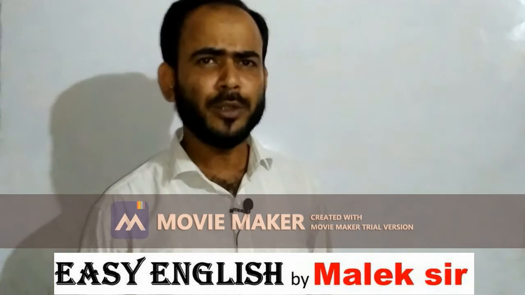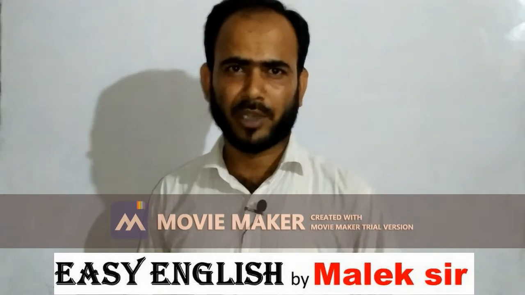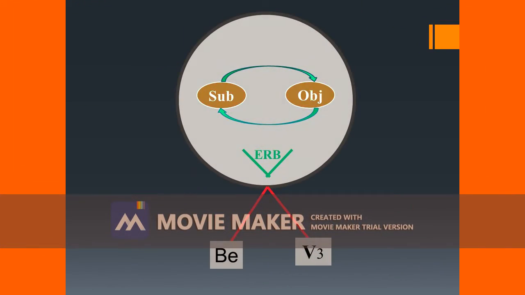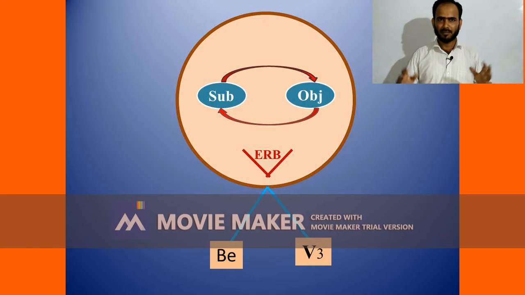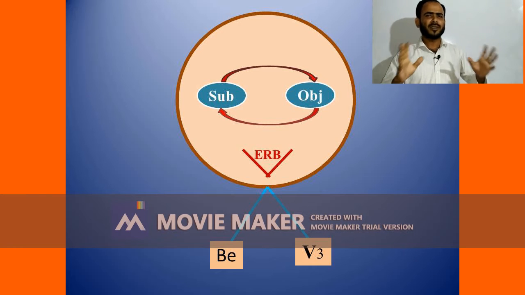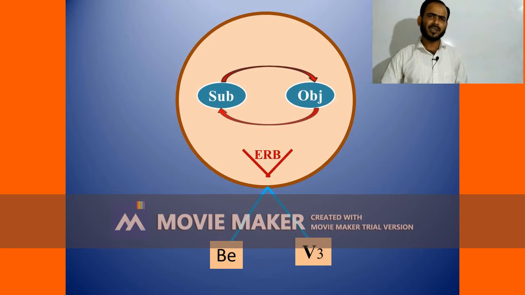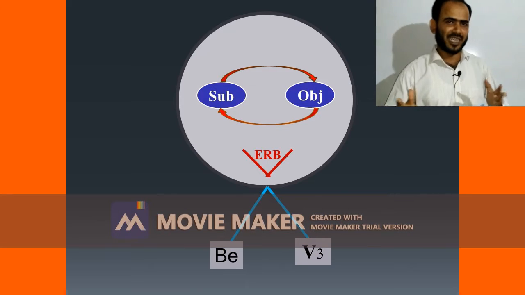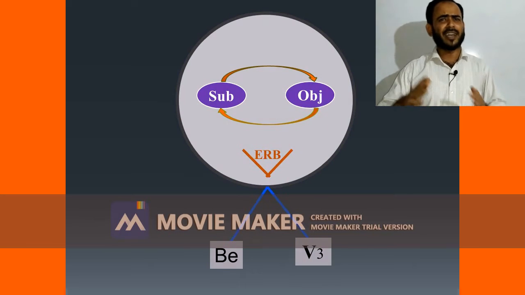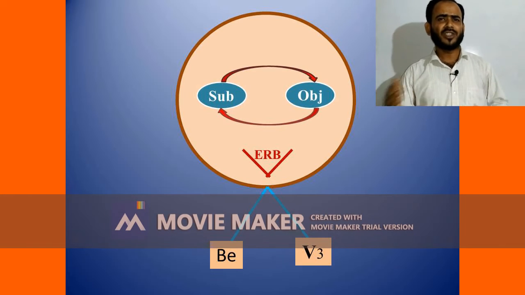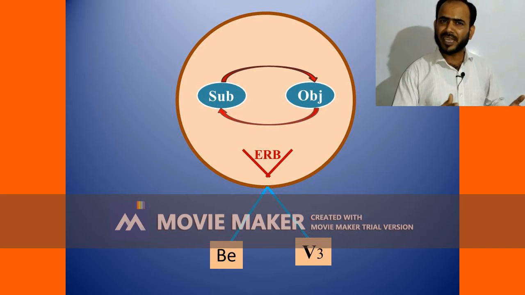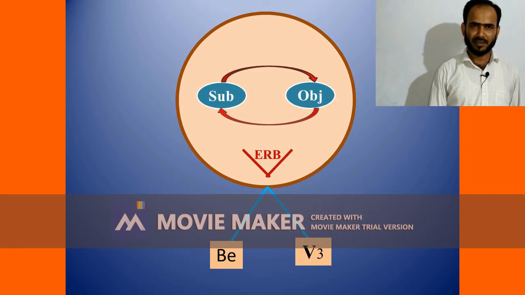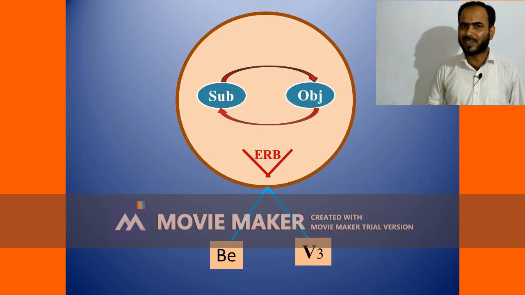Here is an image for you. Please watch it carefully. You see, there are three things: subject, object and verb. You already observed that the subjects and objects are interchanged. That means subject takes the place of object and object takes the place of subject. And the next one, that is change of verb.